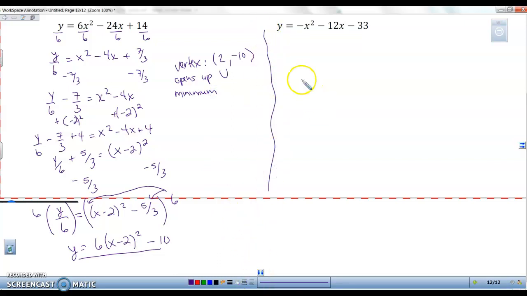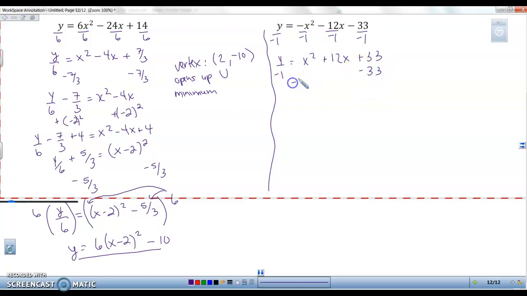Last one. Let's see if we have time for this one. Now, this one is actually pretty simple because y equals negative x squared minus 12x minus 33. What's my leading coefficient? It's actually negative 1, so we just divide by negative 1 on this one. It's tempting to just do the completing the square, but the negative is going to throw you off. So y over negative 1 equals x squared plus 12x plus 33. But basically, it just changes the signs.